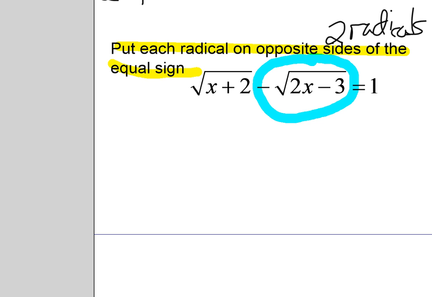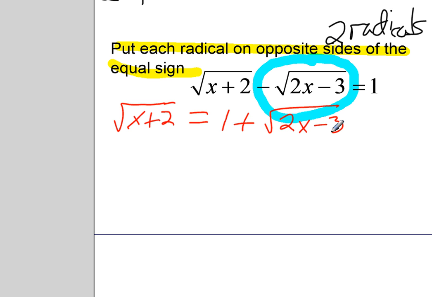All right, so radical x plus 2 is going to stay where it is. The other side of the equal sign is 1 plus square root of 2x minus 3. Now I'm going to square both sides of the equal sign. So the left-hand side, the square undoes the square root, and I have x plus 2. The right-hand side is a nightmare, okay?